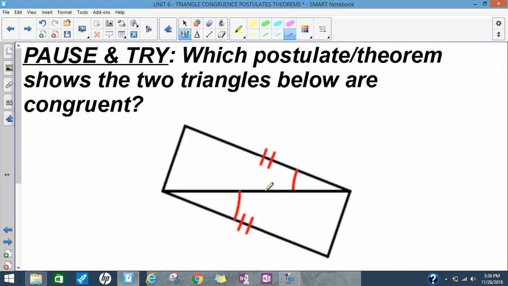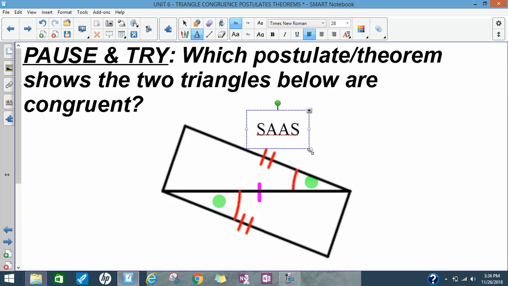So I have reflexive property in this one. These two triangles share this side, and so I'm going to put a congruence mark there. And so I have this pair of sides congruent and this pair of sides congruent. That's two sides. And I have one pair of angles. And notice this angle that I put a green dot is between this side with 2 marks and this side with 1 mark. And so that's what we would call side angle side postulate.